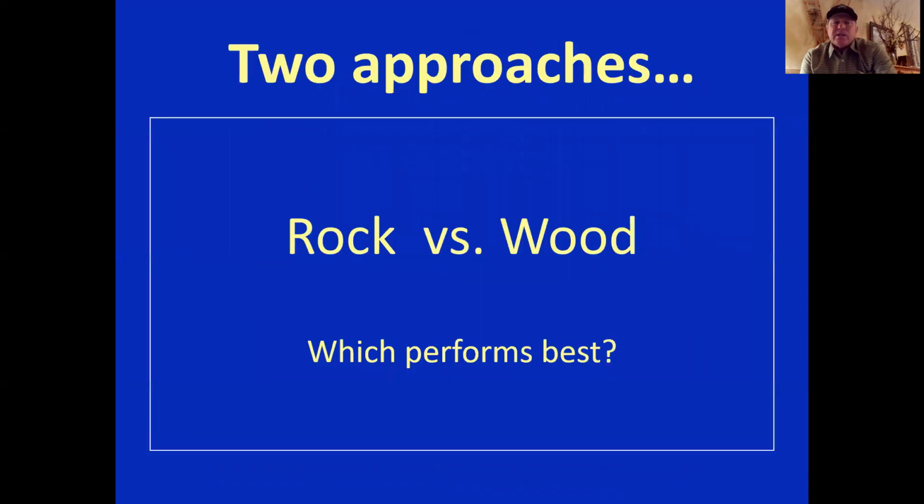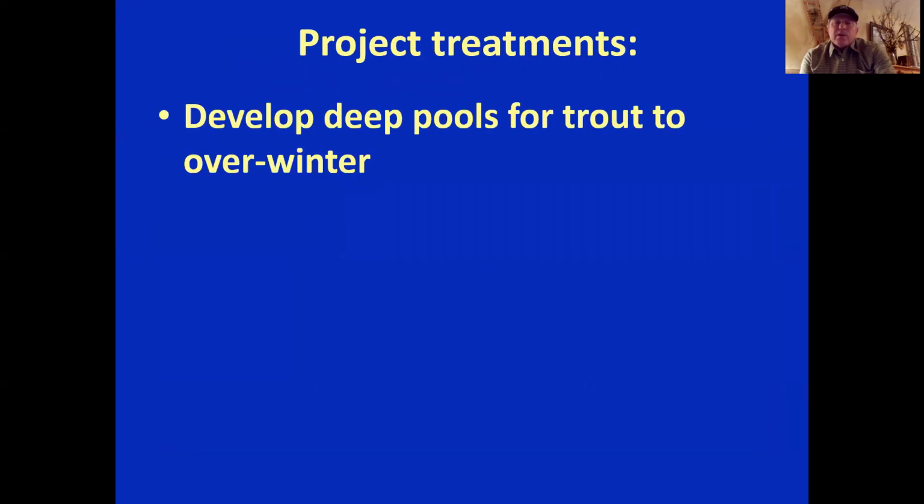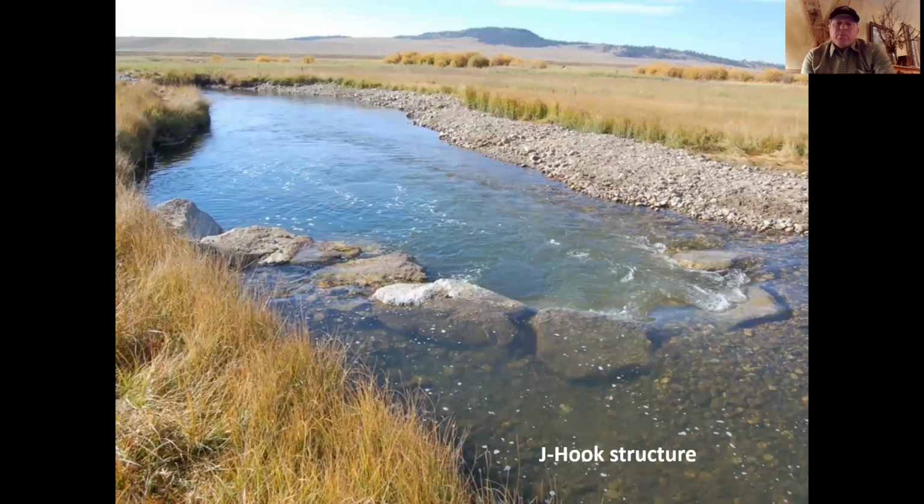And lastly, biology. This was a monitoring type of study that we looked at for rock versus wood, and we asked what performs best. So looking at project treatments, one of the goals was to develop deep pools for trout to overwinter. We talked about that earlier, but you can do it with rock, for instance, by using a boulder J-hook structure. This is a boulder structure that helps enhance pools by focusing energy toward the center of the stream and maintaining a deeper pool downstream of the structure.